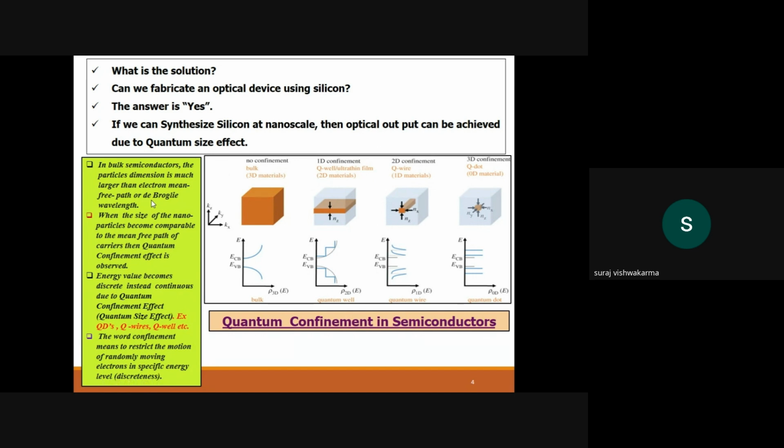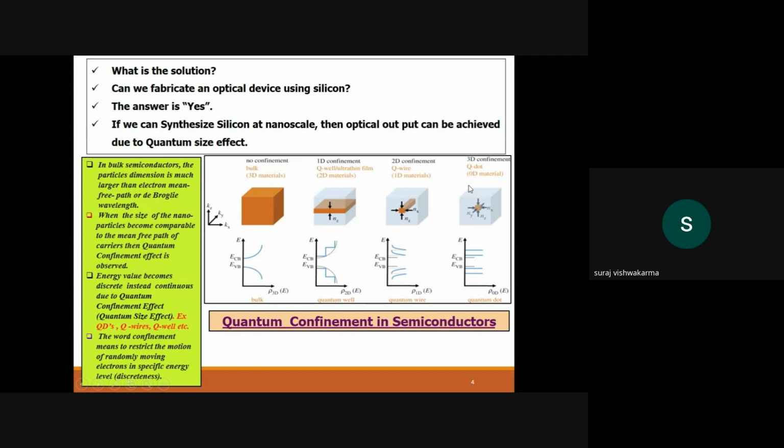In bulk semiconductor, the particle dimension is very large if you take a sample of silicon, and the electron moving inside the material goes from the valence band to the conduction band and so on. So that mean free path is definitely larger than the de Broglie wavelength. When the size of the nanoparticle becomes very small, the size of the silicon sample becomes very small.